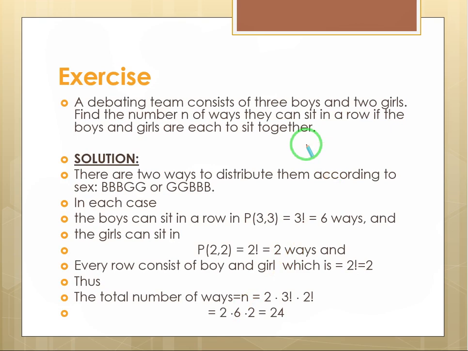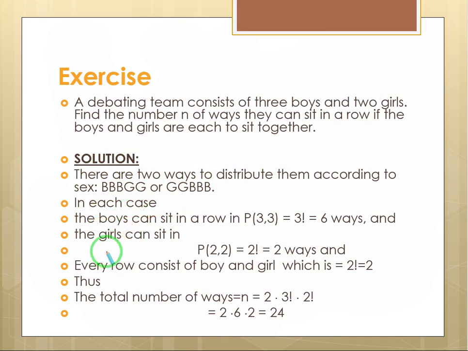Coming to another example, it says that a debating team consists of 3 boys and 2 girls. Find the number of ways they can sit in a row if the boys and girls are each to sit together. So the solution is, there are 2 ways to distribute them according to sex. Let's see how we can distribute. We have 3 boys, so based on sex we can say boys, then girls. We can also write it like this: girls, then boys. So it's up to probability how we can make it, but based on sex we can make it like this.